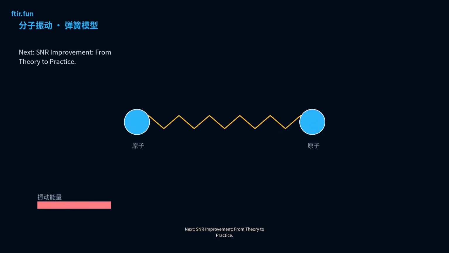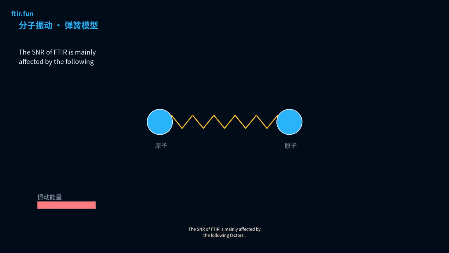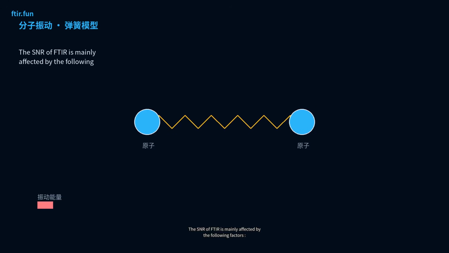Next, SNR improvement from theory to practice. 2.1 Analysis of SNR sources. The SNR is mainly affected by the following factors.